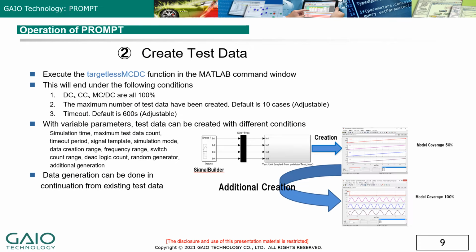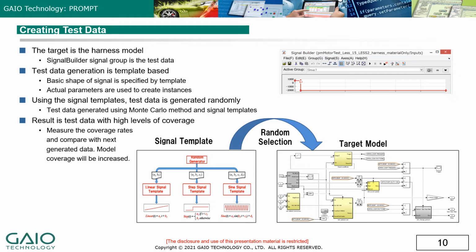Next, create the test data using the targetless MCDC function. This will generate test data to give the maximum possible coverage for the target system. Parameters can be adjusted to create different test conditions as required. The test data is generated using random selection based on a set of signal templates. The parameters used in the templates can be modified to improve the coverage rate achieved.